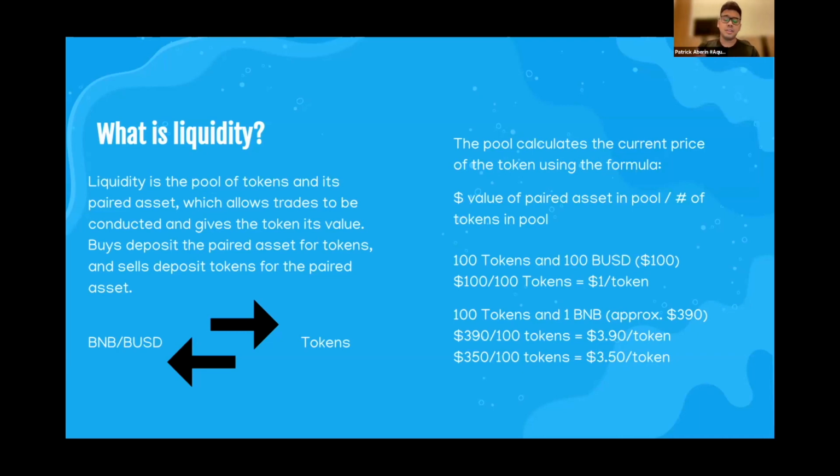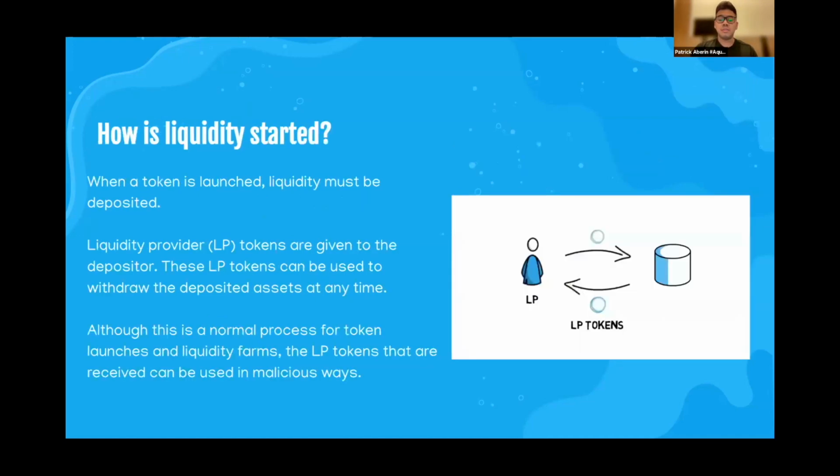So let's say you had 100 tokens and 100 BUSD, so that's $100. Then you would get the price of each token by doing $100 divided by the 100 tokens. So that'd just be $1 per token. Let's say you had one BNB and 100 tokens. Well, then at the current market price of about $390 today, you would have 390 divided by 100 tokens. So each token would be worth $3.90. And let's say the price dropped for BNB out of nowhere, even if nobody did any buying and selling. Well, then each token would now be worth $3.50 if the price of BNB went down to $350.